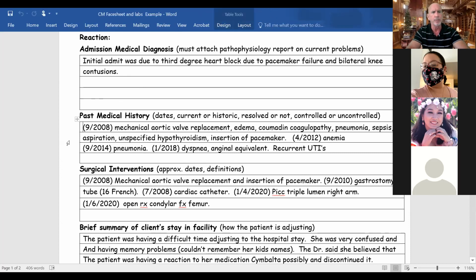No. This sheet's pretty self-explanatory. Notice the medical history dates: when did you get it? Just month and year, you don't have to be specific. The doctor just wants to look on here and say, well, is this something they've had for 20 years or is this something they've had for a month? So that's why you want to put a date down there. Surgical interventions: anytime the doctor's got to cut them open, you want to put that down here, which distinguishes it from medical history.